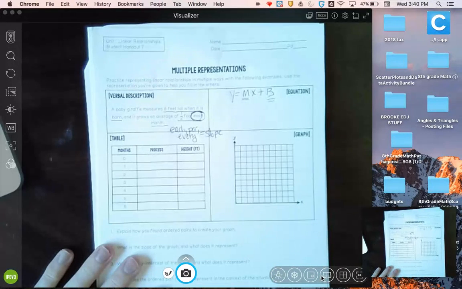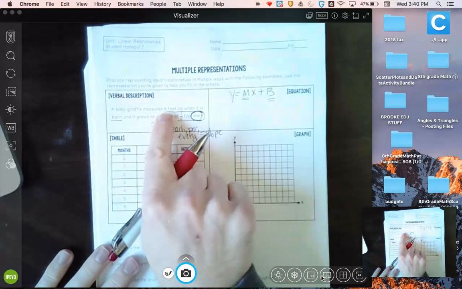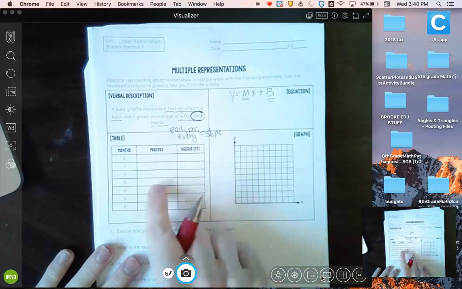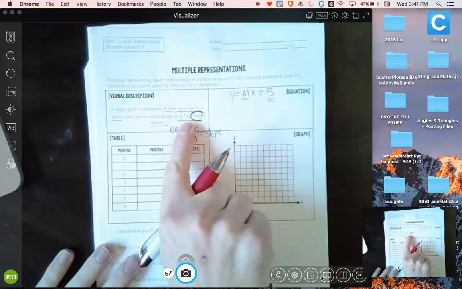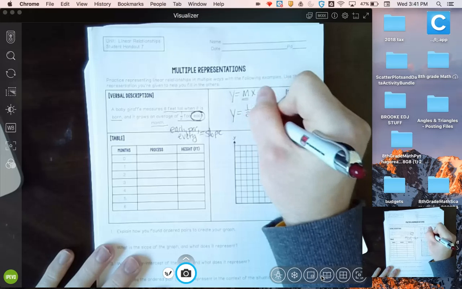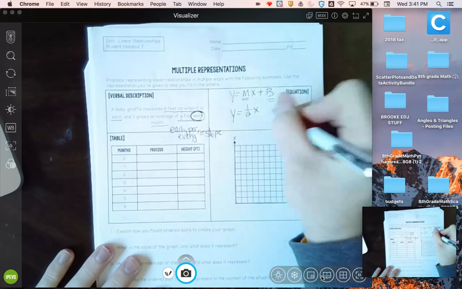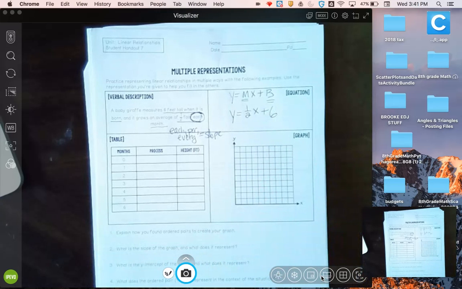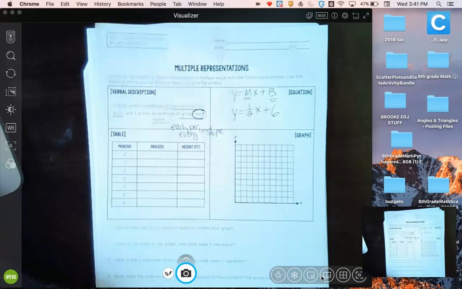So if we find the slope, we know that the other number must be the start, or my y-intercept. Since we see the word each, we know 1/2 is our slope. So we're going to write it in here: 1/2 x plus 6. There's our equation. We got it taken care of. So we're done with that part.